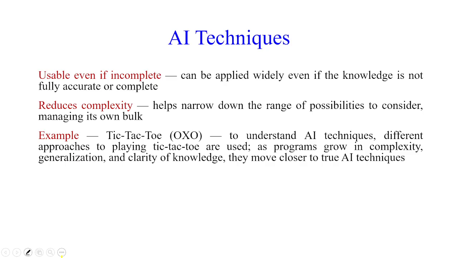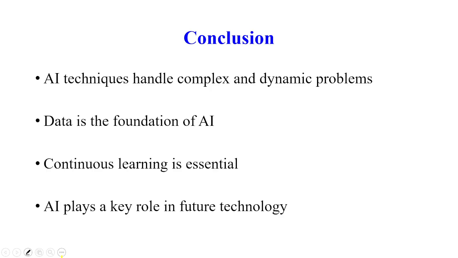So finally, I would like to conclude: AI techniques handle complex and dynamic problems. Traditional programming handles only fixed and predictable problems. AI techniques are specifically designed for problems that are complex, changing, and interconnected. So, data is the foundation of AI. Without data, there is no learning. So, every AI technique begins with data. It needs to be cleaned, processed and managed.